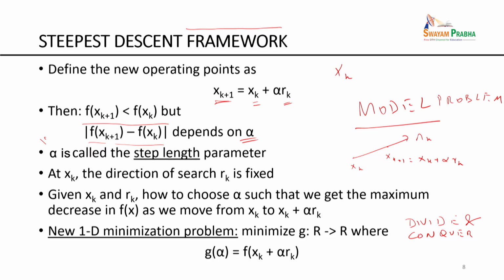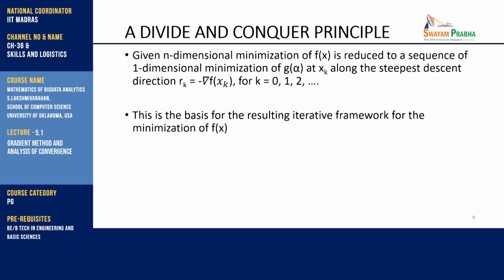So now I am going to change the label of the function. F of xk plus alpha rk. Please understand, xk is known, rk is known, only alpha is not known. Alpha is a scalar parameter. So I can relabel this function as g of alpha. So g is a function from R to R, a scalar valued function of a scalar. The value of g of alpha is equal to f of xk plus alpha rk. So given the n-dimensional minimization of f of x, it is reduced to a sequence of 1D minimization problems of g of alpha at xk along the steepest direction rk, which is the negative of the gradient, and this I repeat for k is equal to 0, 1, 2, 3, 4.